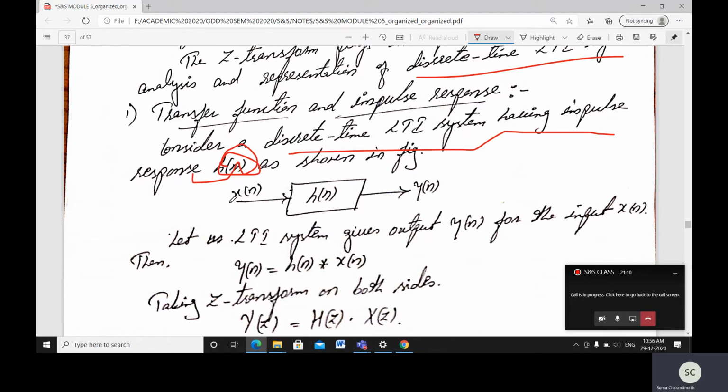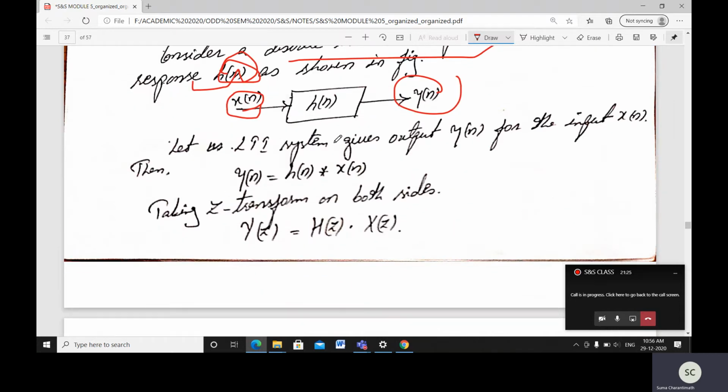Then I can represent it in a block diagram, with h of n as our system. For this, we give an input x of n and get an output y of n. Then let us consider the equation where our output y of n is given as h of n convolved with our x of n.